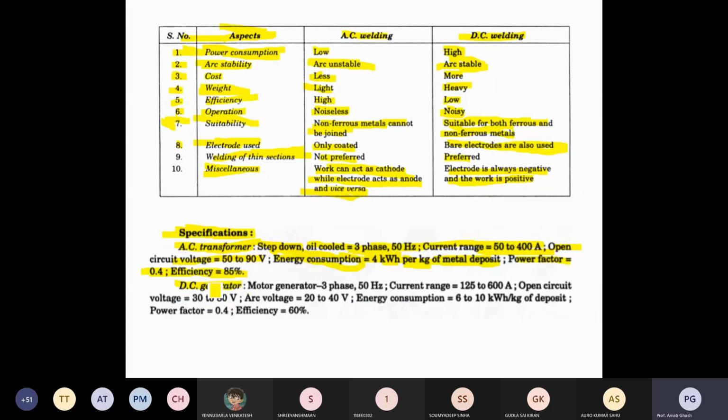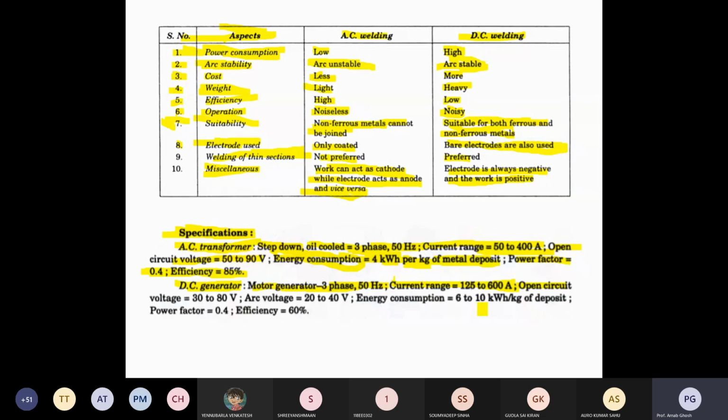So in case of DC welding, the DC generator is there. What are the specifications? Motor generated, 3 phase, 50 hertz. Current range is 25 to 600 ampere. The current range is comparatively higher than in AC welding. So why is it high? AC resistance is more than DC resistance, about 1.5 times more. Why? Basically due to the skin effect. So AC resistance is comparatively more than your DC resistance.